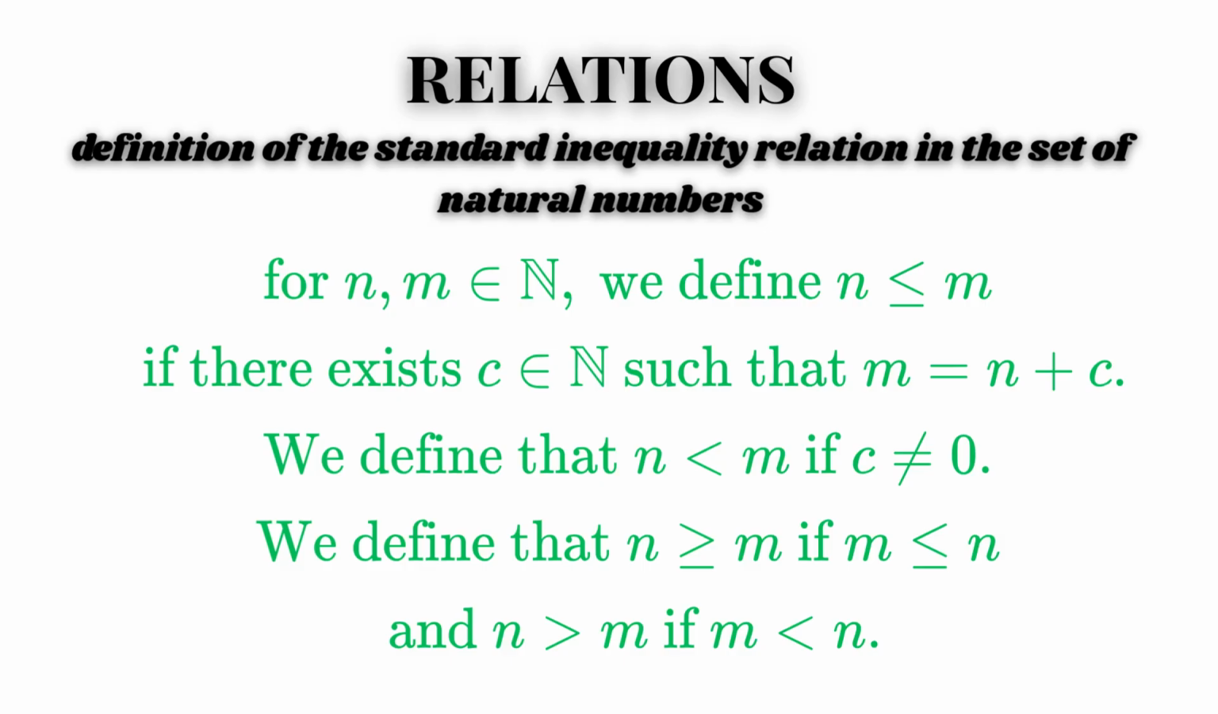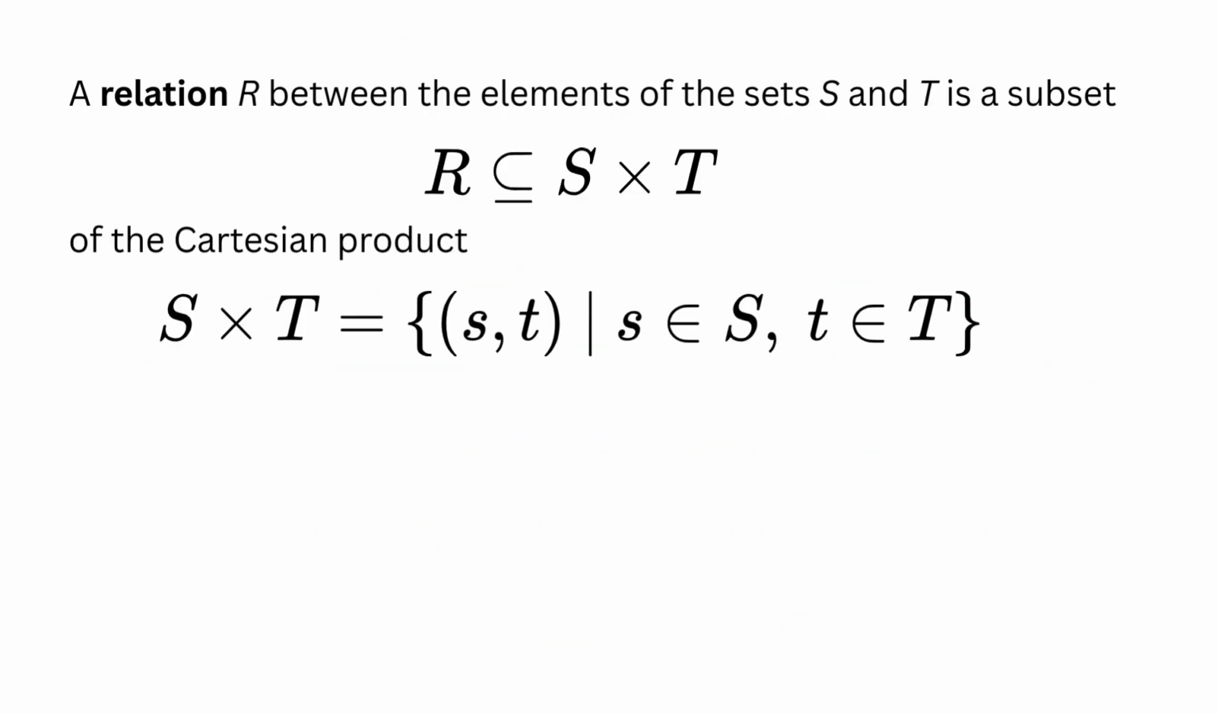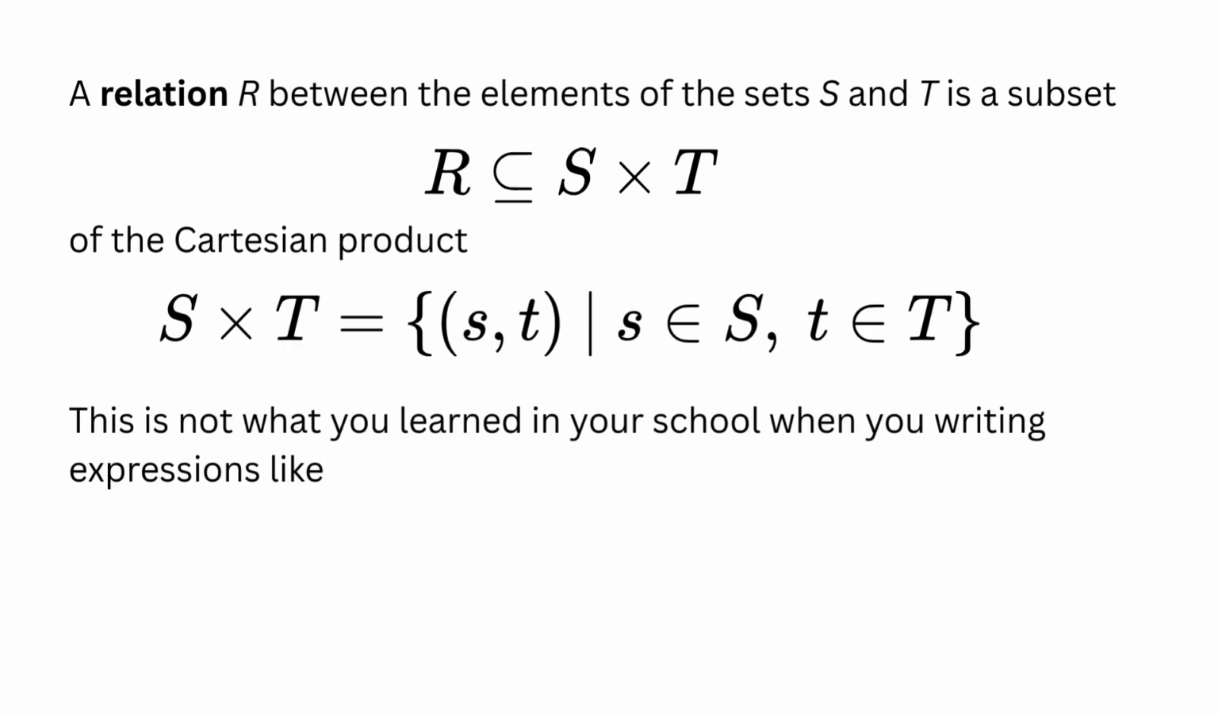For that matter, let's answer the question, what is a relation? A relation between the elements of the sets S and T. More correctly, a relation from the set S to the set T is a subset of the Cartesian product S times T. Obviously, this is not what you were told in your early days of schooling, when you wrote expressions like 3 is strictly less than 5.